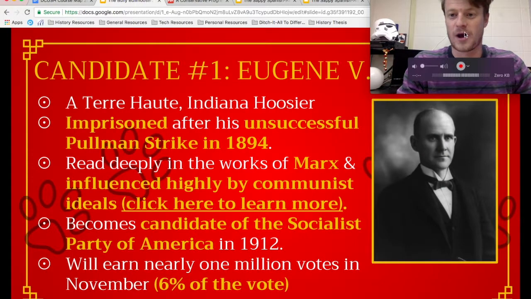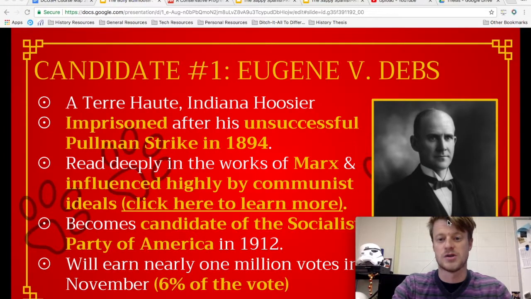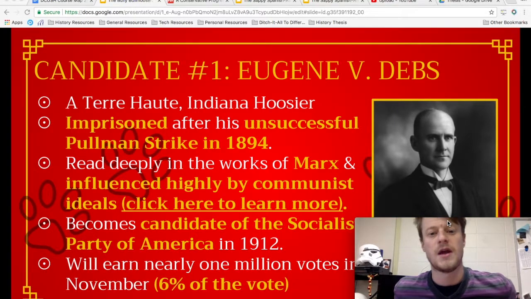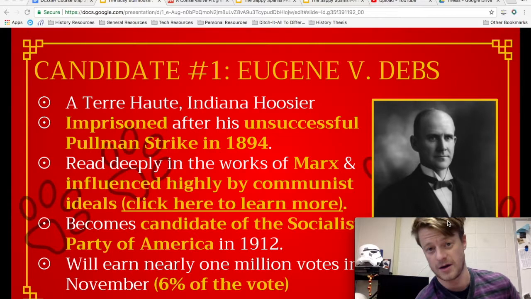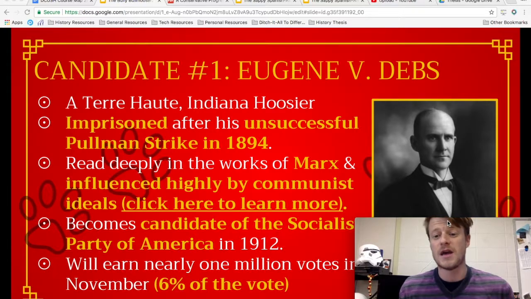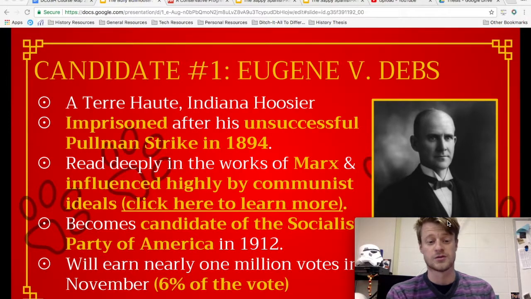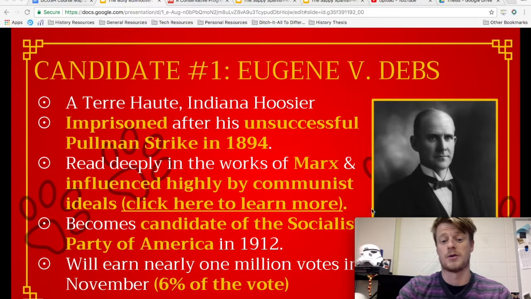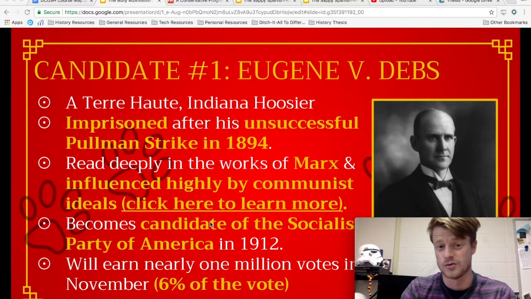Alrighty, so it's a four-part biography here. Our first candidate is this gentleman right here. His name is Eugene V. Debs. We've talked about him before. He is an Indiana Hoosier. If you remember, he was the one that led the very unsuccessful Pullman strike back in 1894. After that, he was imprisoned and during this time reads a whole bunch of Marx and other communist-inspired works. I would also tell you to click this link. If you do not know what communism is, I will introduce you to a very brief introduction of communism here. It's also available as another video on the channel.